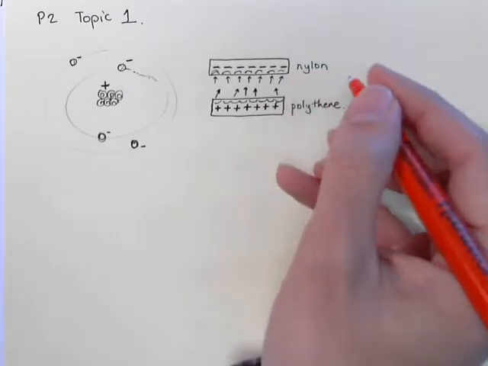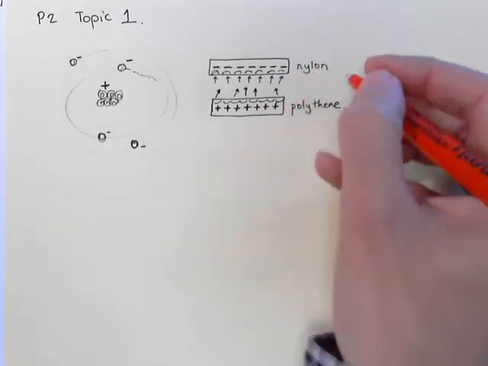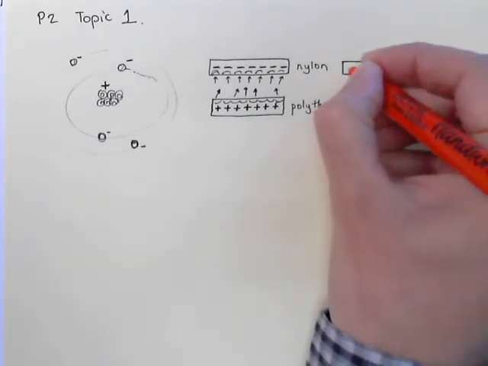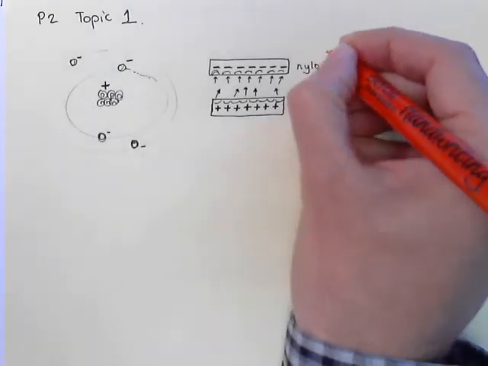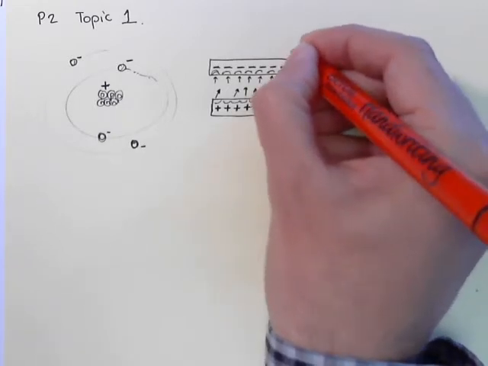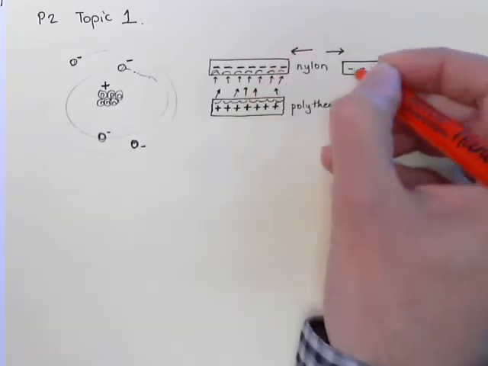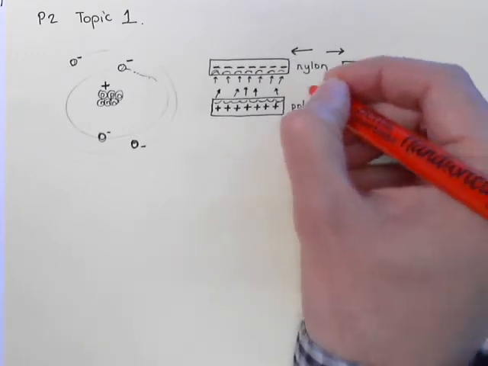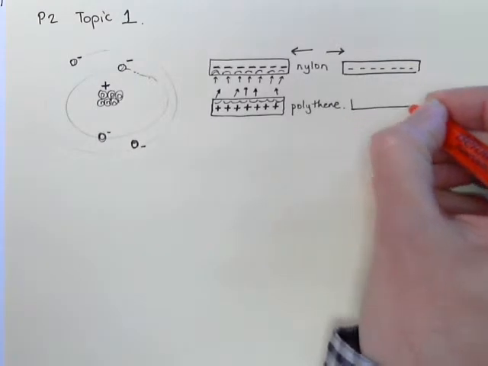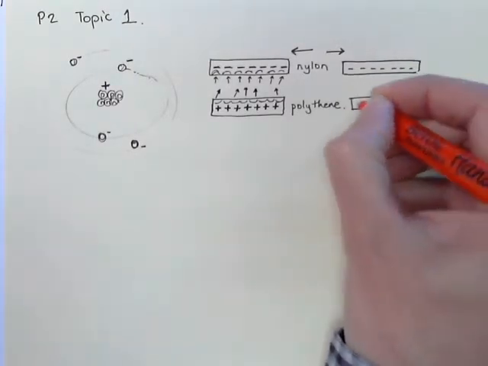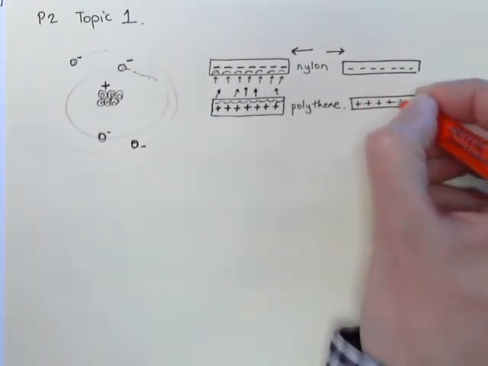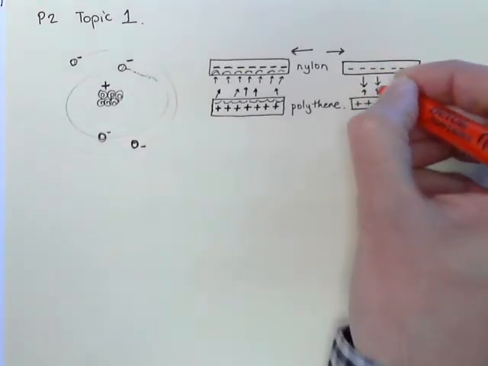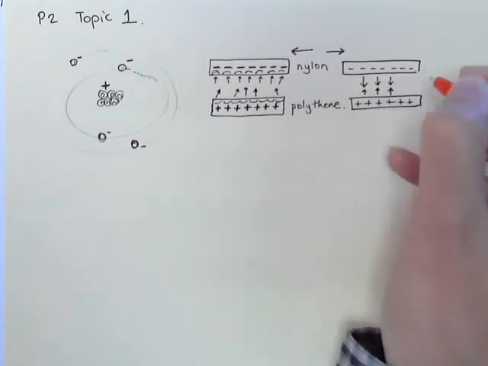If we take two of these negatively charged nylon rods and point them close to each other, they will repel each other. So like charges repel. However, if we hold the negative nylon next to another polythene rod, they will attract. So like charges will repel and unlike charges will attract. It's a little bit like magnets in that sense.